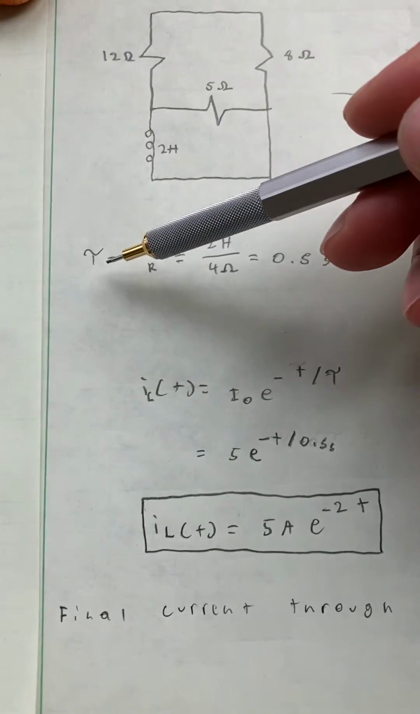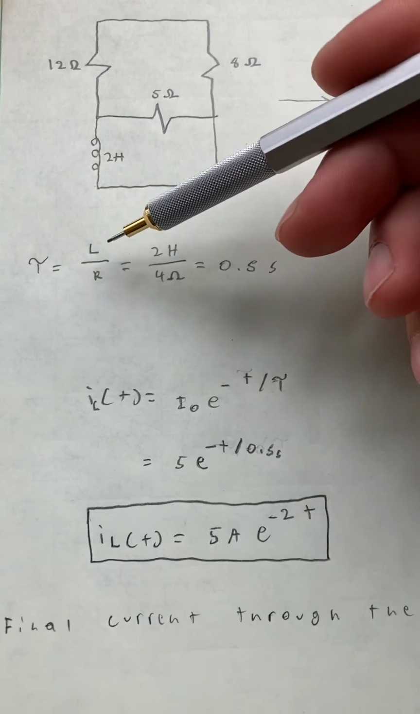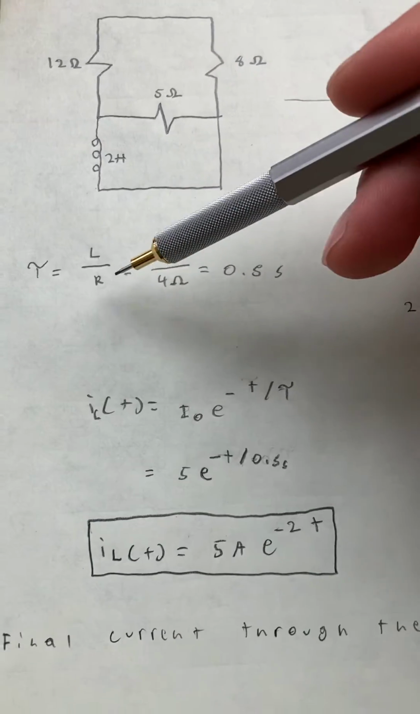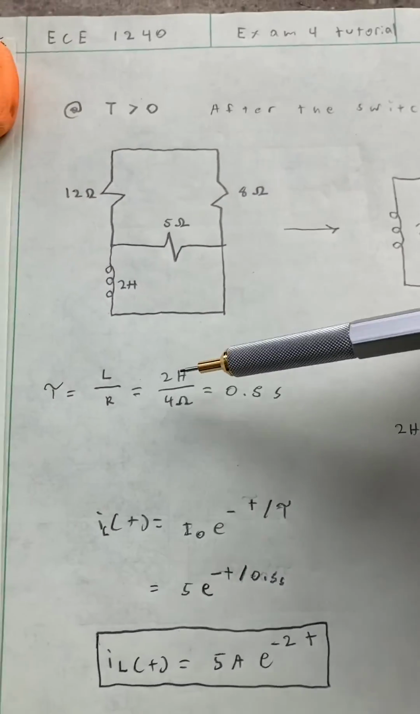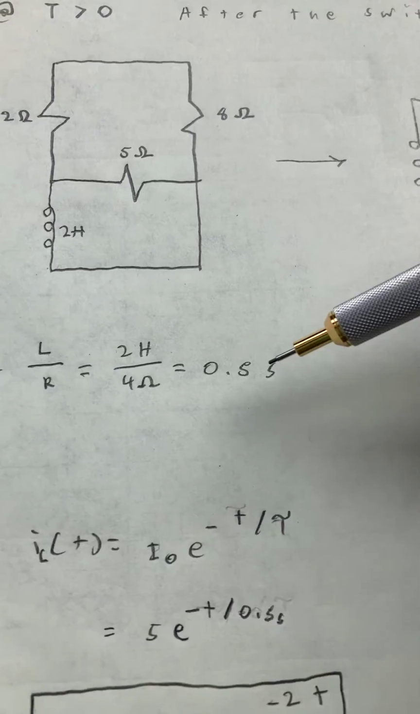So we know that our time constant tau is the inductance, or L, over the resistance, which is R. So that would be 2 Henrys over 4 ohms, which is 0.5 seconds.